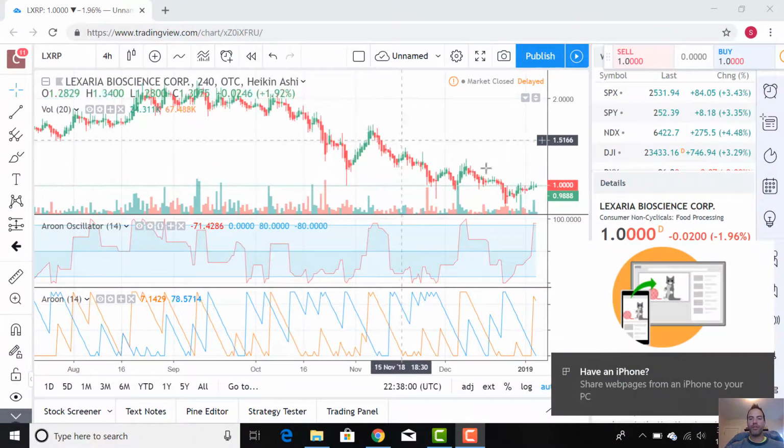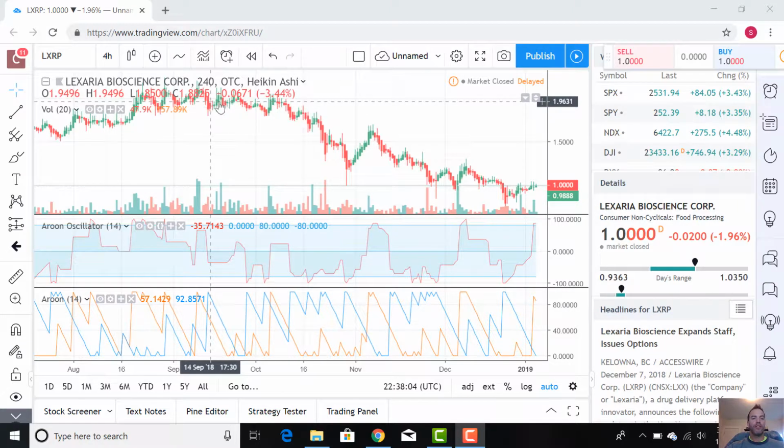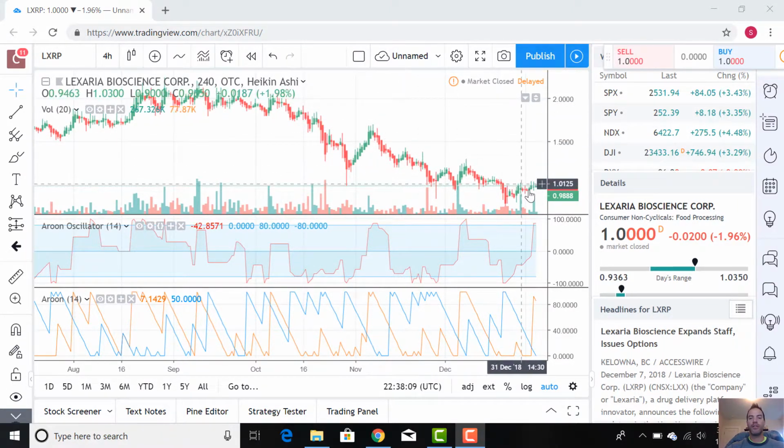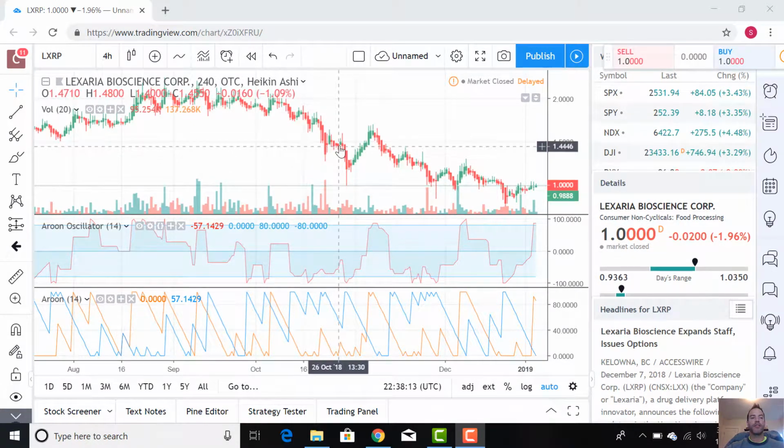So if we switch over, you'll see the price right now is about a dollar. They've had some recent downward movements towards the end of 2018, but what stock in cannabis didn't? And today we're going to talk about a couple indicators. The Aroon, we've seen these before, but it was a couple of months ago since we've looked at the Aroon.